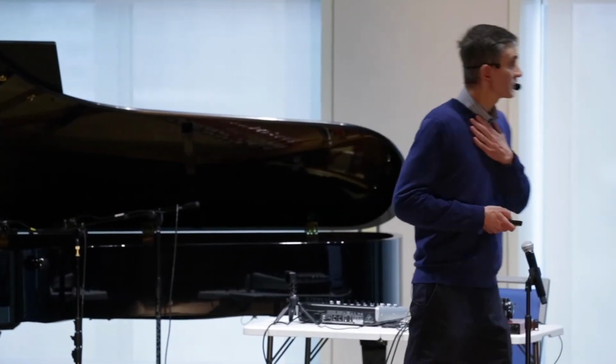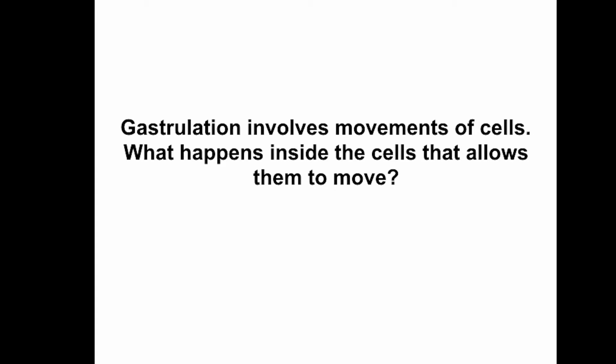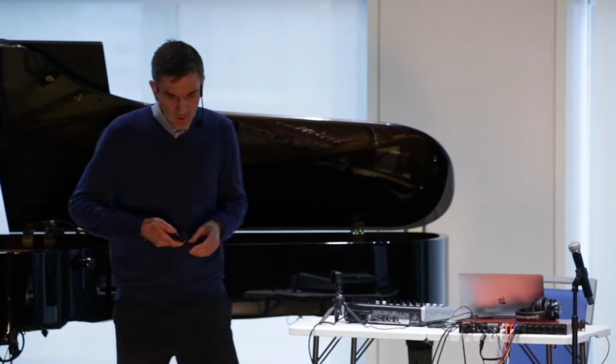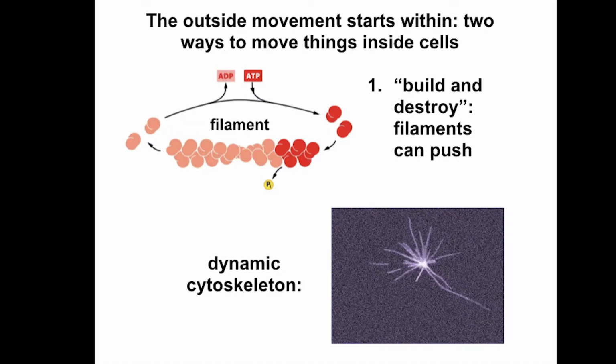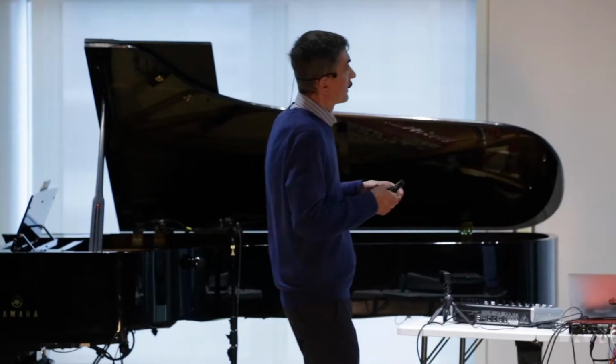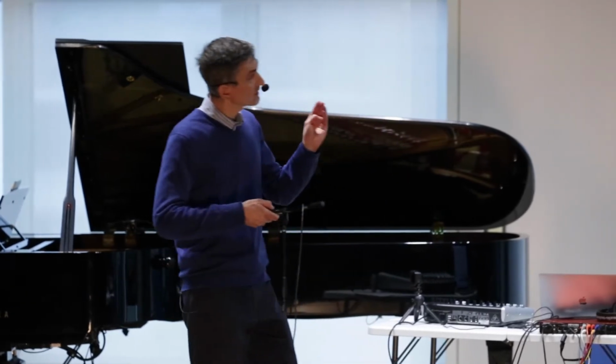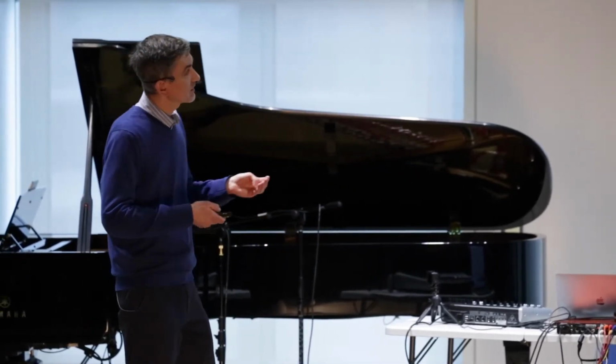But let's go back to our cells. So gastrulation involves multiple movements of cells. So what happens inside the cells that allows them to move? We can largely subdivide these events into two large classes, if I may say. One way is to build long filaments inside the cells, and they represent the main cytoskeletal elements. I can call this process sort of build and destroy. If you build a long enough filament, you can push part of the cell forward.